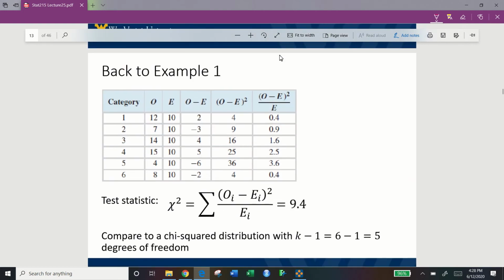So if we move back to example 1, we've already established our hypothesis. Let's now take a moment to calculate our chi-squared statistic. If we were to plug in each of our observed and our expected values, subtract, square, and then divide by our expected value, and then add up our total, we will get a chi-square statistic of 9.4, which we will compare to a chi-square distribution with k minus 1 degrees of freedom. Our number of categories in this case is 6. 6 minus 1 equals 5, which is going to be our degrees of freedom.